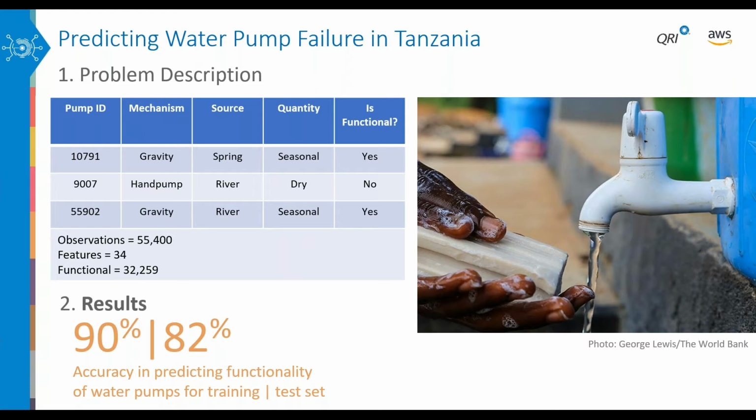This table collects a few observations. For each pump, we have attributes describing qualities like the pump's mechanism, the water source, and water availability. By building a machine learning model in SML, we yield a test accuracy of 82%, which for context, matched the best of 34 teams that participated in a data science predictive modeling challenge.